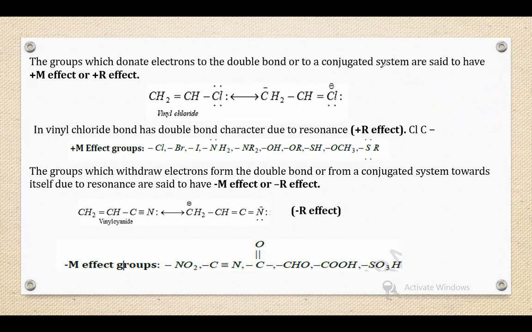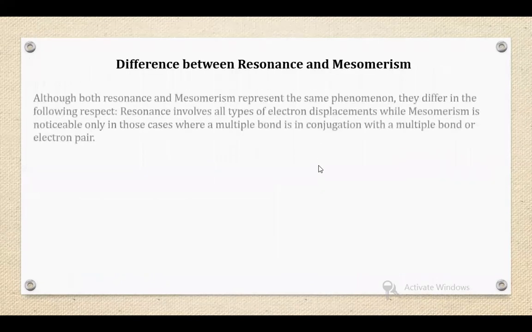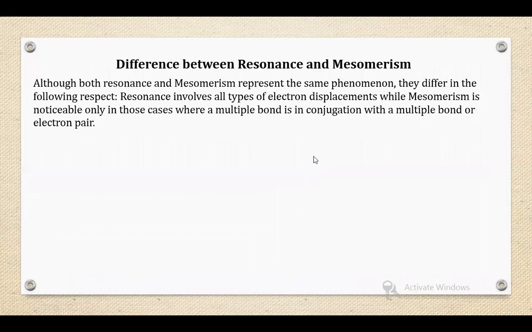So this is the difference between plus R effect and minus R effect, or plus M effect and minus M effect. Mesomeric effect and resonance effect are almost the same. Then what is the difference between resonance and mesomeric effect? There is a slight difference. Although both represent the same phenomenon, they differ in the following respect.